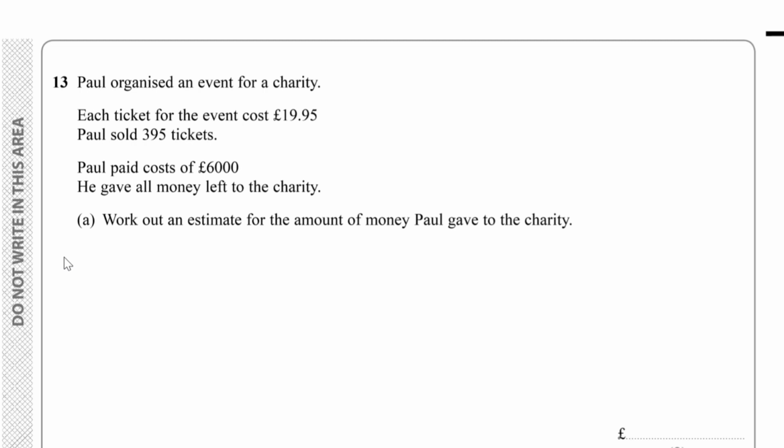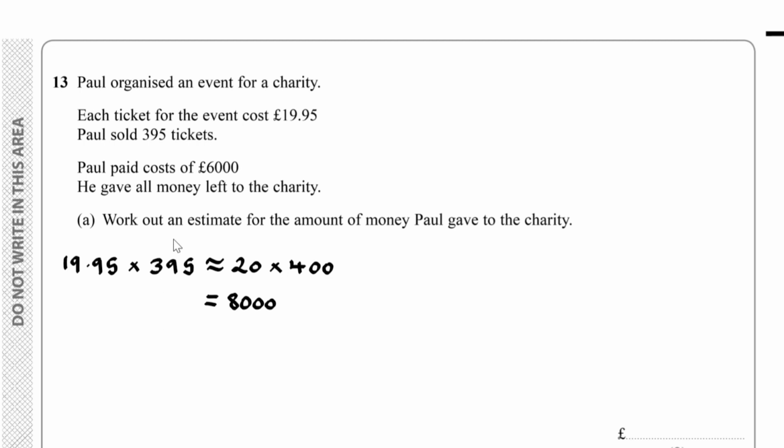So we've got each ticket being £19.95, and we are selling 395 tickets. Now we need to work out an estimate for the amount of money he gave to charity. Well, this calculation is approximately equal to 20 times 400, which is 8,000.